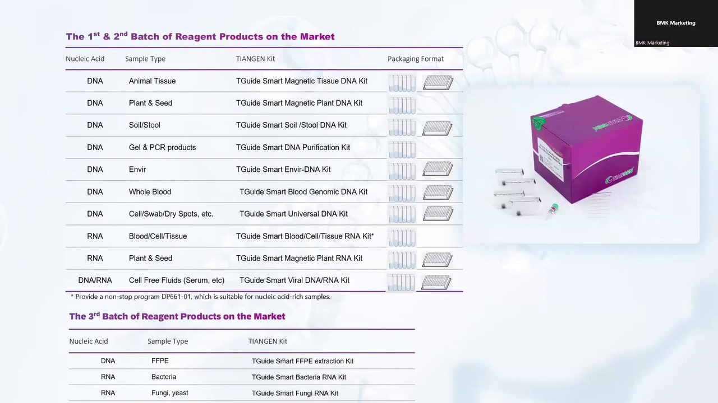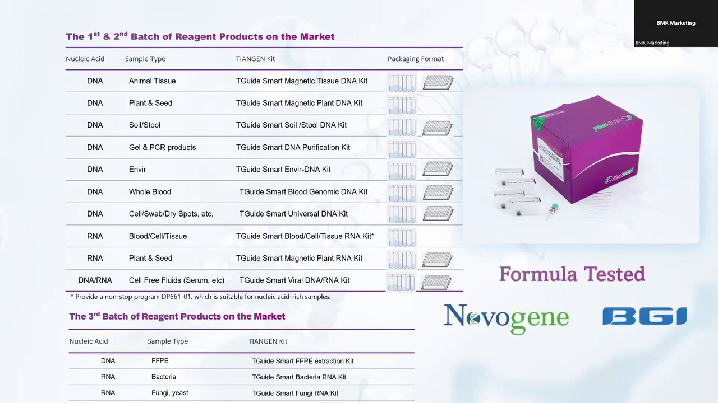Currently, we provide the reagents we listed here. They cover soil, cell, tissue, blood, plant, fecal samples, gel and PCR product purification, cell-free fluid, bacteria, urine, oral swab, and dried blood spot. And we also plan to launch a plasmid extraction kit, an FFPE extraction kit, and a bacteria and fungi RNA extraction kit.